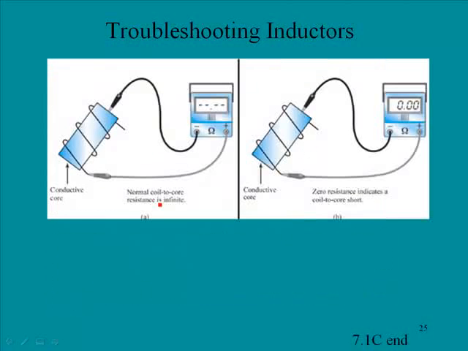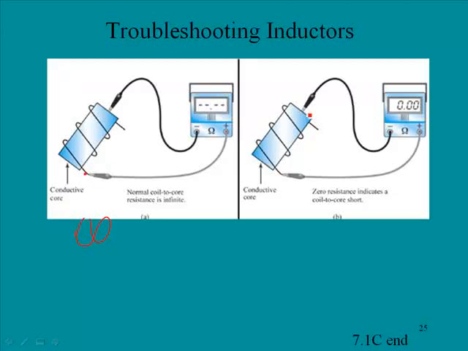Okay, this is a depiction here of how to test for the last fault we mentioned, the short between the core and the coil. And so in this case we have our ohmmeter connected, and this is to the core material, and the other end of the ohmmeter is connected to the actual coil itself. Now, under normal circumstances, there should be no connection, and so the normal resistance here would be infinite. We would expect to have an infinite reading in this situation.